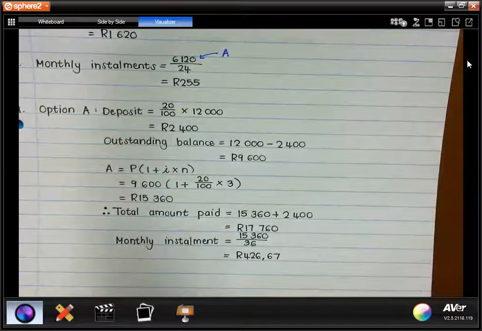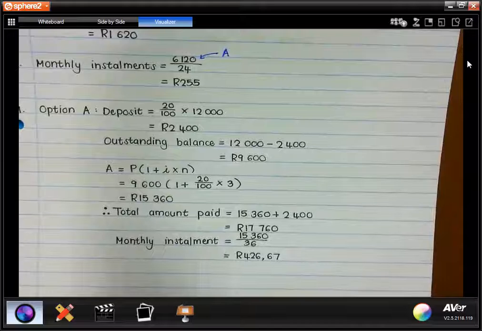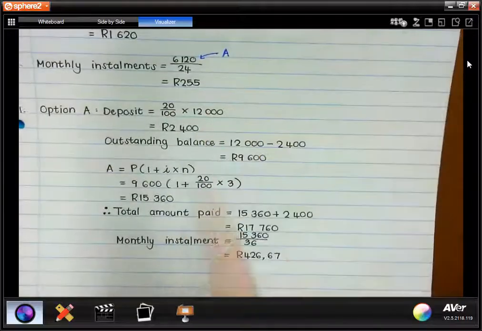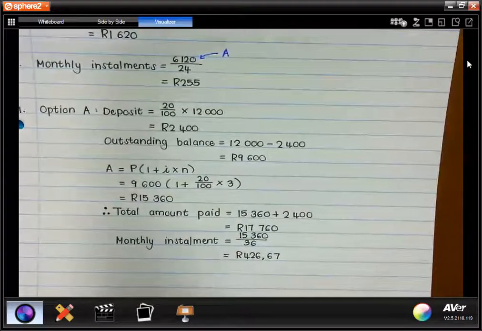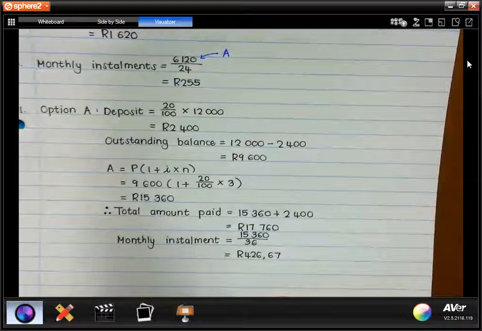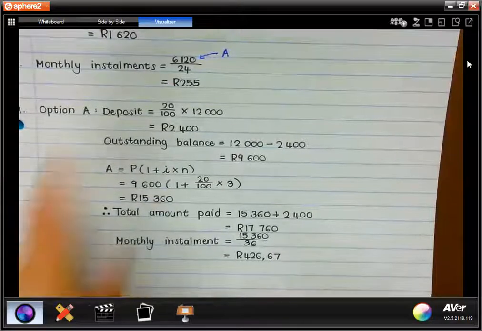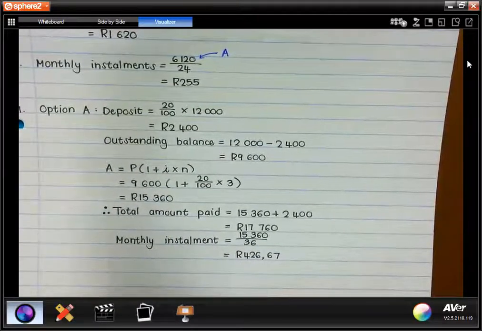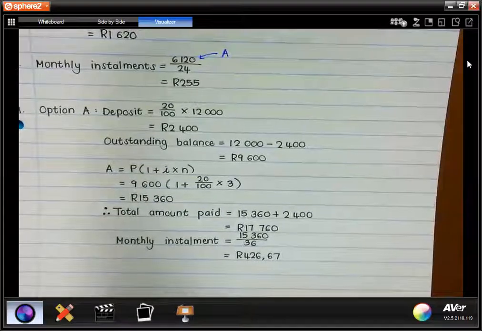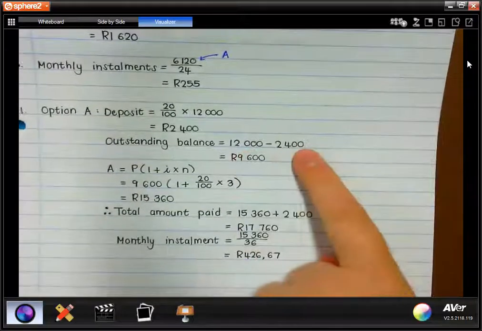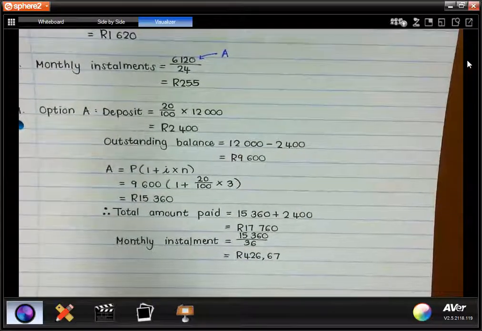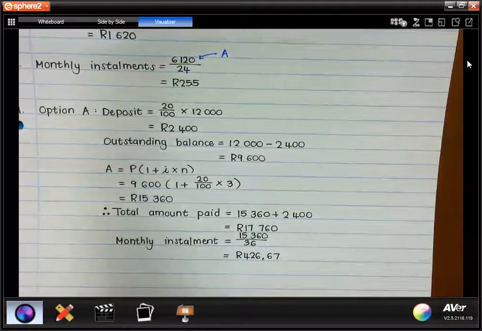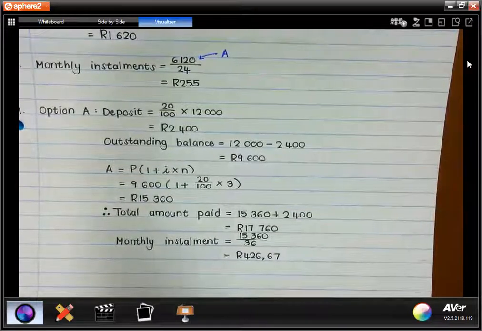So in option A, they said that you have to pay a deposit of 20%. So you must calculate that. And guys, the deposit is the first thing that you pay, so that's the first thing that you must work out as well. All right, so the deposit was 2,400 rand. You must then minus that from the cash price. So 12,000 minus your deposit to get your balance. And the balance then becomes your P value in your formula.